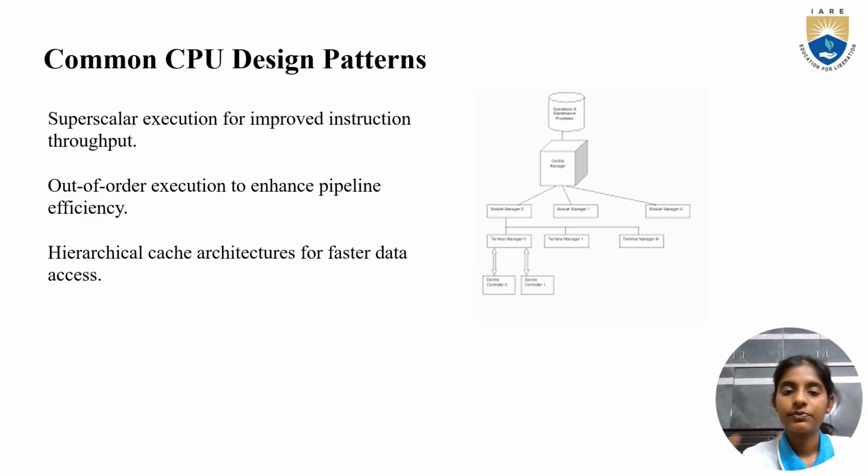Branch prediction predicts branches. Cache hierarchy uses multiple levels of cache to reduce memory access latency, improving performance by reducing memory access time. These CPU design patterns are used to improve performance, reduce power consumption, and increase efficiency in modern CPUs.